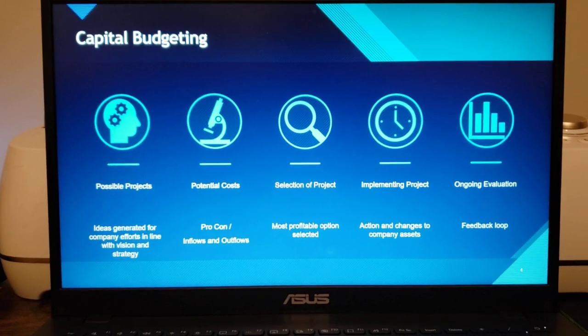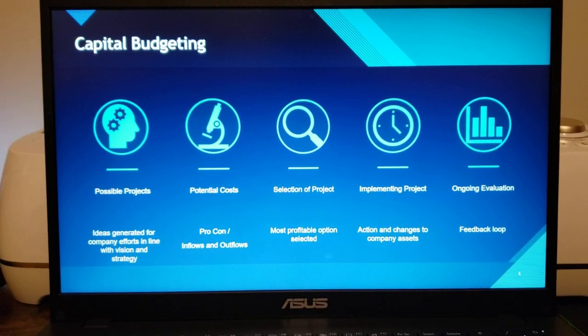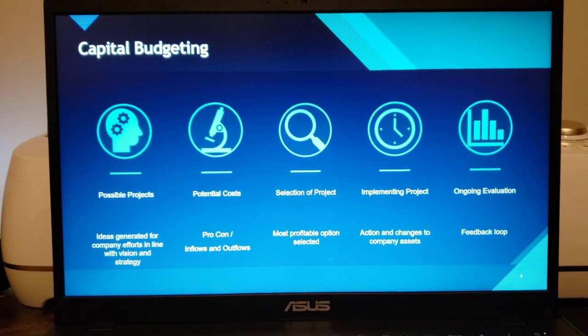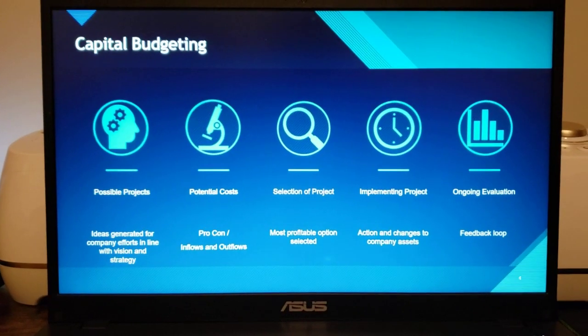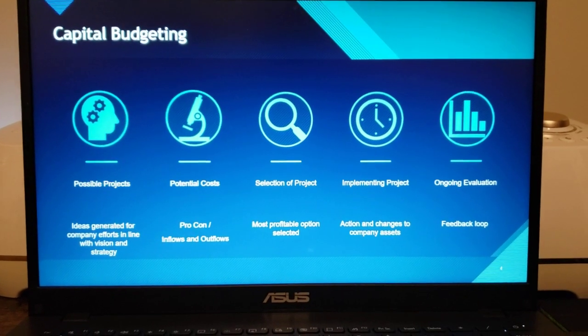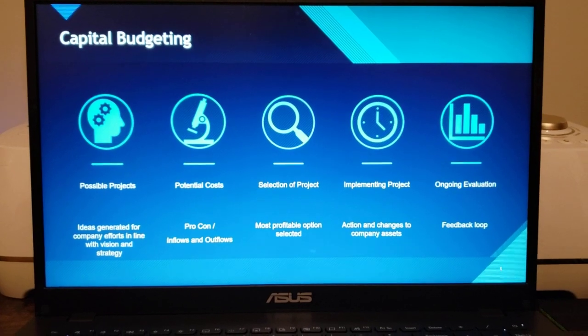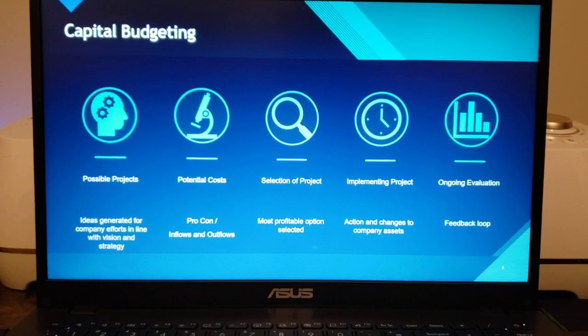Selection of the project, so that's going to be what meets the threshold. It's most likely going to be the most profitable option, but it might not be one of the options, or they might choose more than one. And then implementing the project and ongoing evaluation is once they've selected and they start putting it in, they're going to make sure that it is achieving the results that they want.